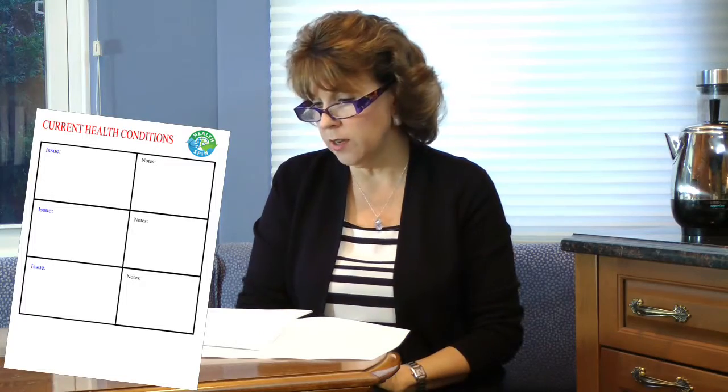You'll see in the next part of the medical life list that we have your current health conditions. This is where you'd list those things that are going on for you that are most recent. Maybe you just fell and hurt your ankle. Those would be the items that you would fill in there.